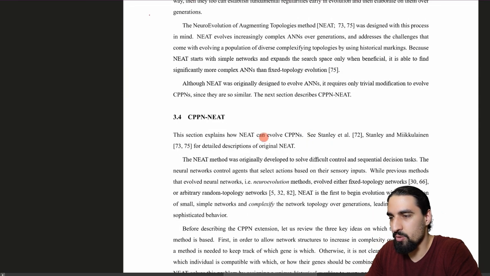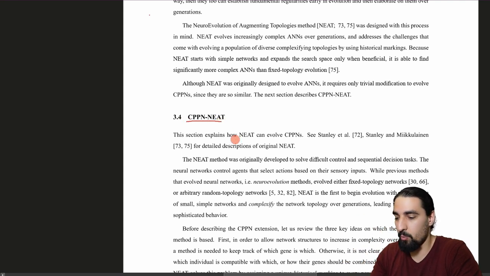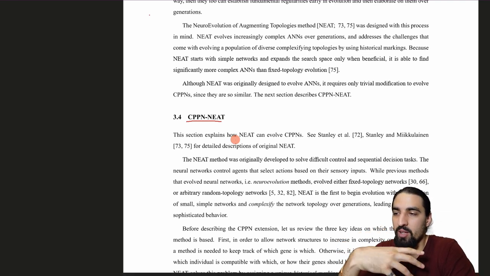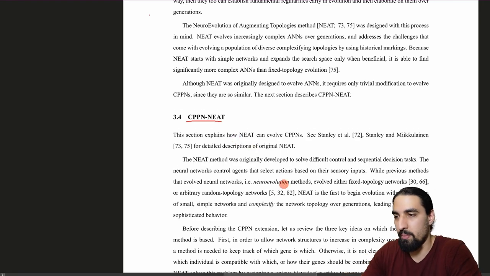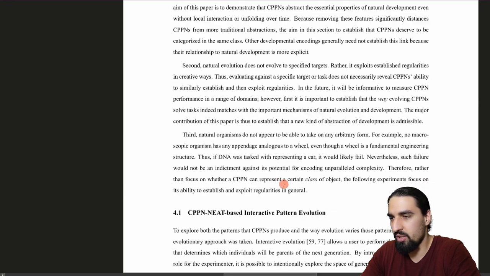They basically used NEAT to evolve CPPNs, and that's why I covered NEAT, such that we can produce very complex patterns with all of the necessary properties that showcase that this is indeed a good model of development. And now I'm going to show you a couple of things. So here are the experiments they've done.